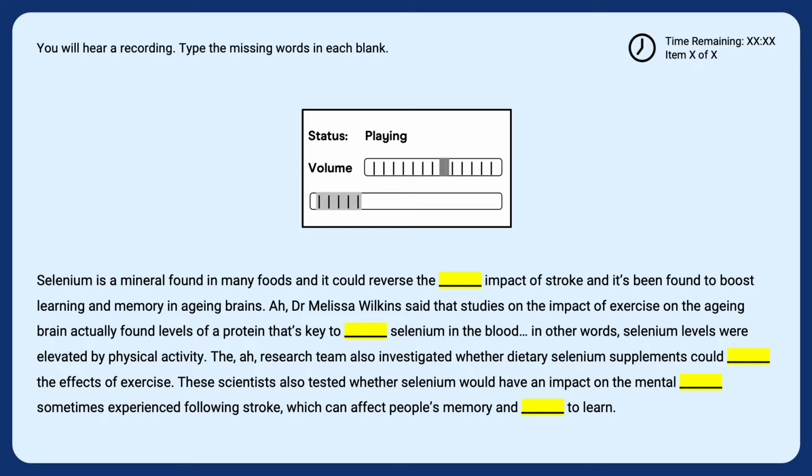Selenium is a mineral found in many foods, and it could reverse the cognitive impact of stroke, and it's been found to boost learning and memory in aging brains. Dr. Melissa Wilkins said that studies on the impact of exercise on the aging brain actually found levels of a protein that's key to transporting selenium in the blood. In other words, selenium levels were elevated by physical activity. The research team also investigated whether dietary selenium supplements could replicate the effects of exercise. These scientists also tested whether selenium would have an impact on the mental decline sometimes experienced following stroke, which can affect people's memory and ability to learn.